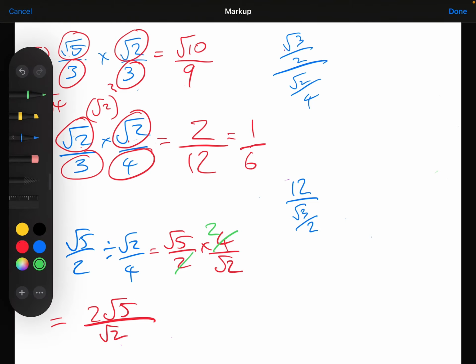And to simplify this some more, I'm going to rationalise by timesing the top and the bottom here by root 2. And when I do that, I get 2 root 10 on the numerator because the root 5 times the root 2 is root 10. And on the denominator, I've got root 2 times root 2, which is just 2. And you can see here that the 2's cancel out, and I just get left with root 10 as my answer.